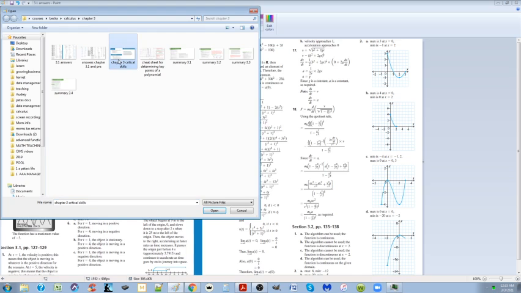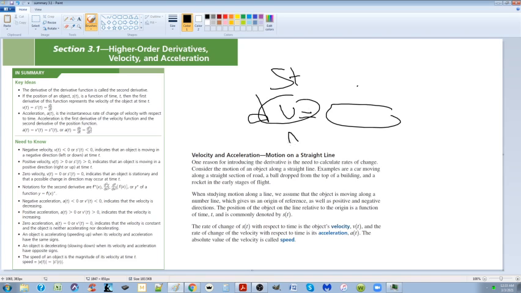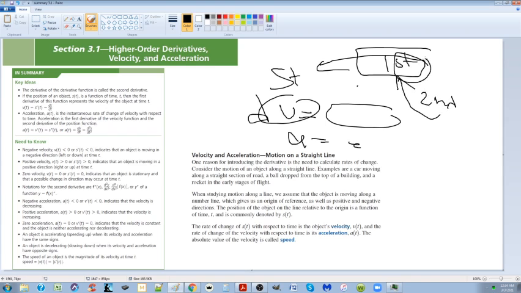The derivative of distance graphs is going to come out with a velocity equation, and the derivative of velocity is going to come out with an acceleration equation. So you've got to get into your first derivatives, which is just the derivative of your function, and your second derivatives, which is your derivative of your first derivative.